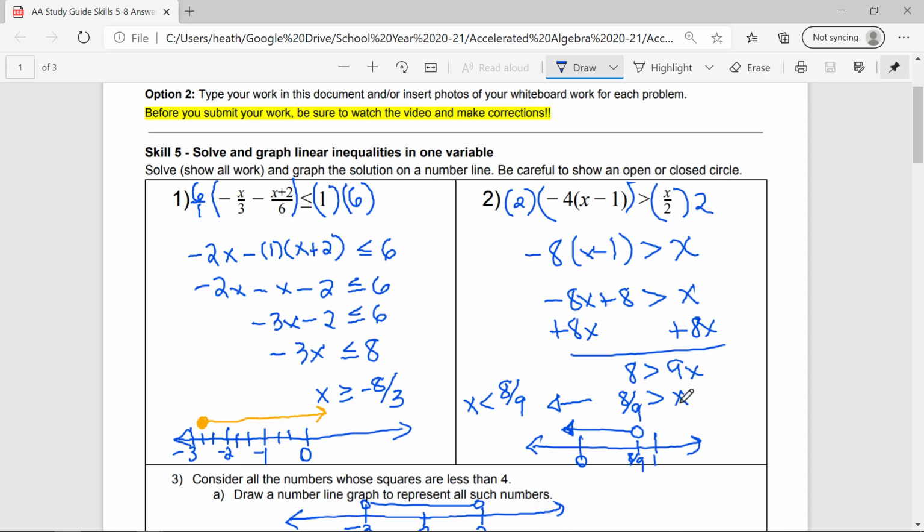So I ended up with x over on this side. So this technically says 8/9 is greater than x, but that's the same thing as x is less than 8/9. Remember, the alligator eats the bigger part. So it should be an open circle, and your graph looks something like that.